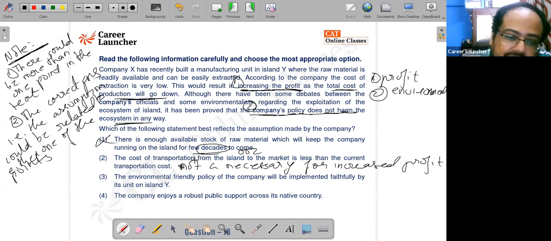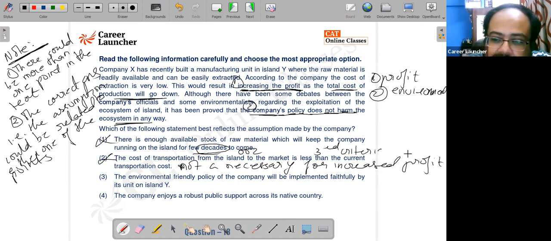That is, in spite of transportation cost being high, the company can still make a profit if they are saving that much in terms of raw material. And so option 2 is not a necessary condition, because if I contradict option 2, the point doesn't become false. So that third criteria is not getting applied here. If I say the cost of transportation is more, the point can still be valid, that there can still be an increase in profit.